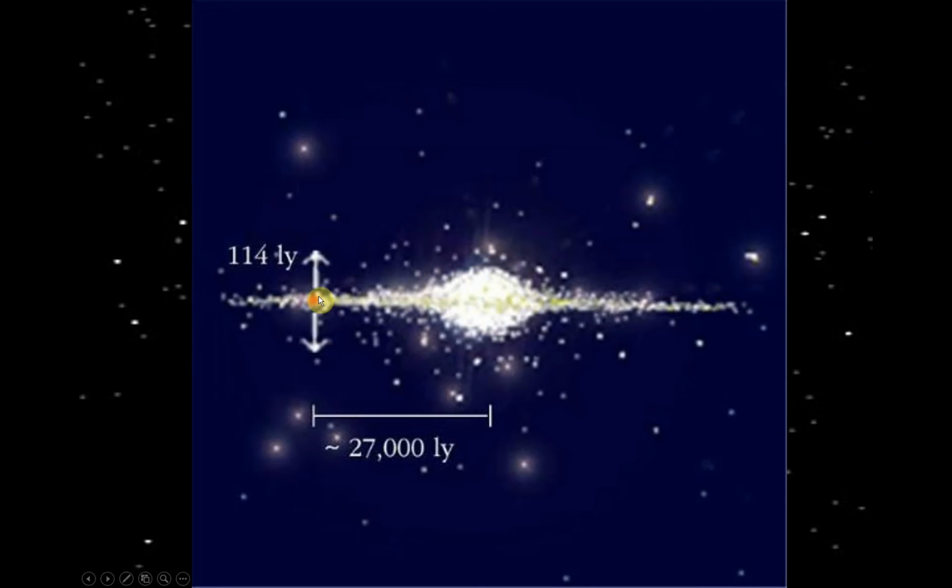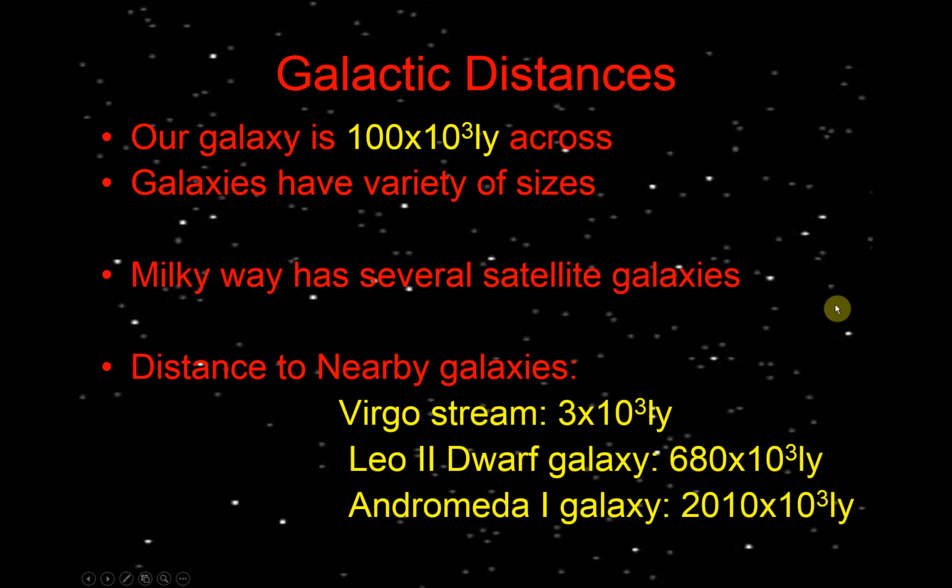27,000 light years here from the star, our sun, to the center of the galaxy, and about 114 light years in thickness. So the galaxy is a lot thinner when you look at it from the side than it is wide. So when we're looking at the size of our galaxy, we're looking at vaguely 100,000 light years.